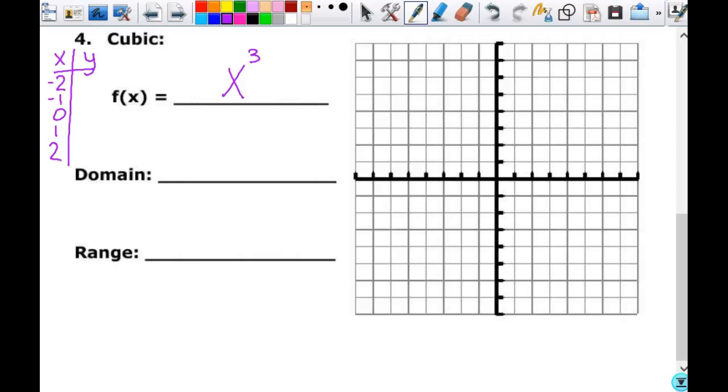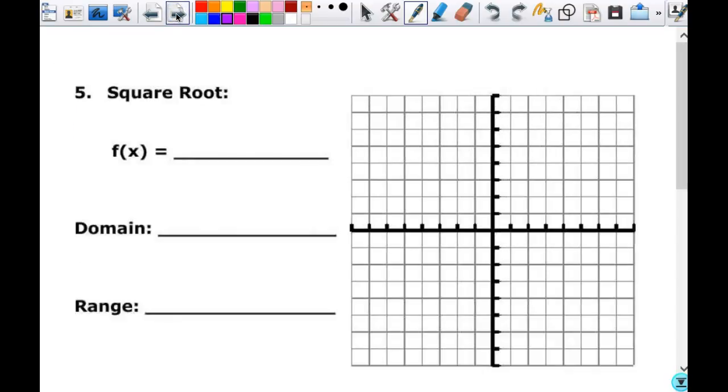Then let's look at number 5. For number 5, square root function. So what does it look like? Square root of x. On the right-hand side you have more room, so you can put your little chart here. Would the -2, -1, 0 list make sense here? No, it doesn't really make sense.